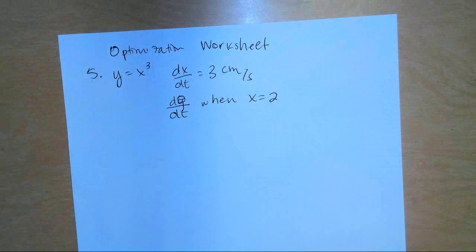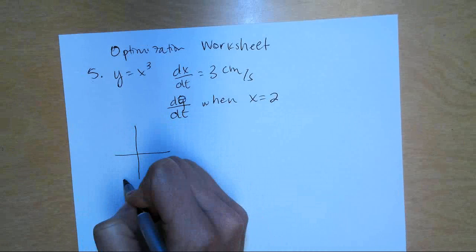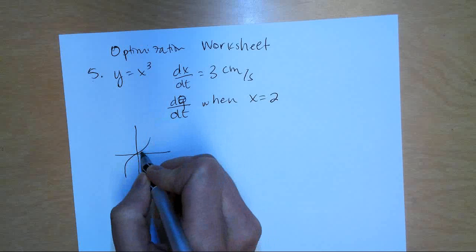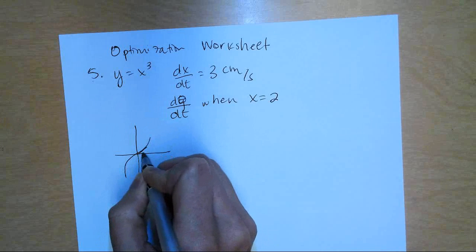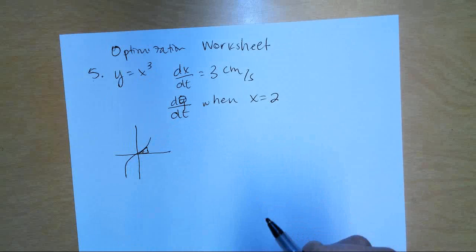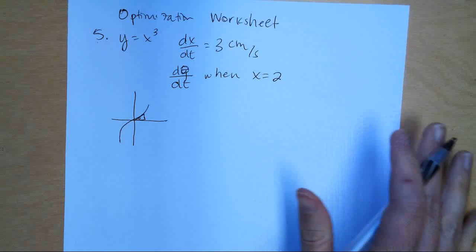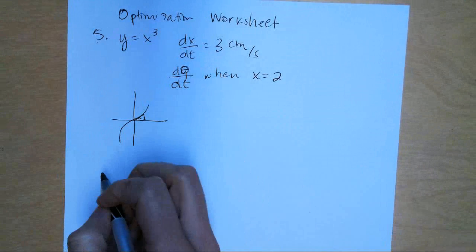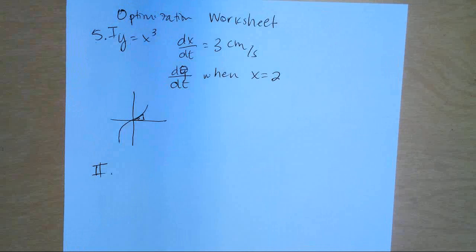Okay, so we're looking for d theta. If we were to draw a picture of this, here's x cubed, and I want to know as x moves on this, what is this triangle right here, this little theta? I know that's super tiny. How is it moving? So this is number 1. Number 2 is going to be what equation will relate x and theta and y, and what is it?